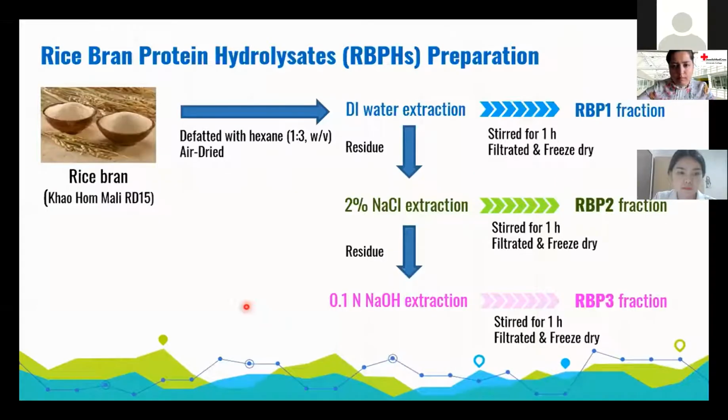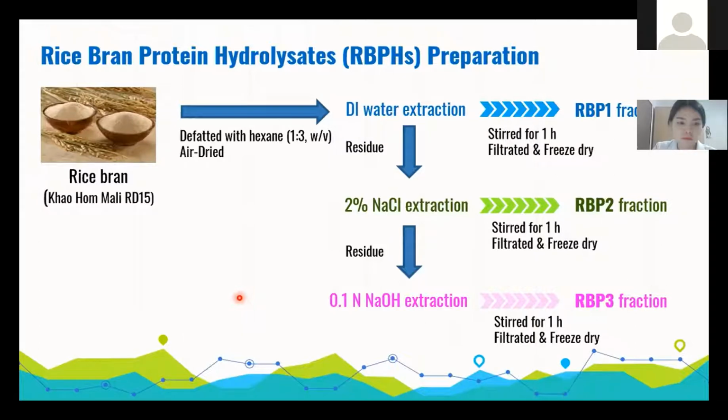For the experiment, rice bran protein hydrolysate preparation used the rice bran from Khao Hom Mali RD15 cultivar from Surin province, Thailand. The rice bran was defatted twice with hexane 1 to 3 weight by volume and air dried overnight. The defatted rice bran was extracted twice with distilled water and filtered to obtain RBP1 fraction.